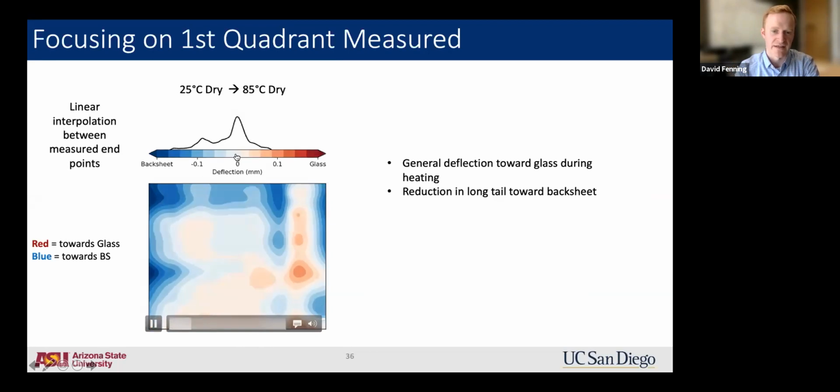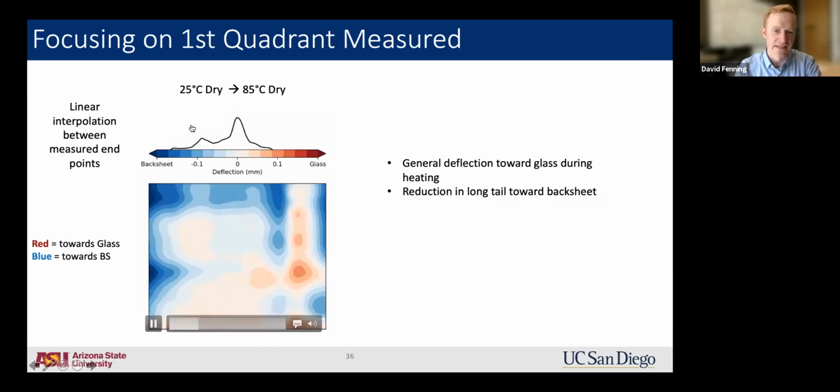So we have at the top here a histogram of the changing deflection, and then here a spatial map of this changing deflection as we're effectively raising the temperature. I want to emphasize we don't have this data in situ during the temperature change, but this is just visualizing the interpolation between the endpoints.